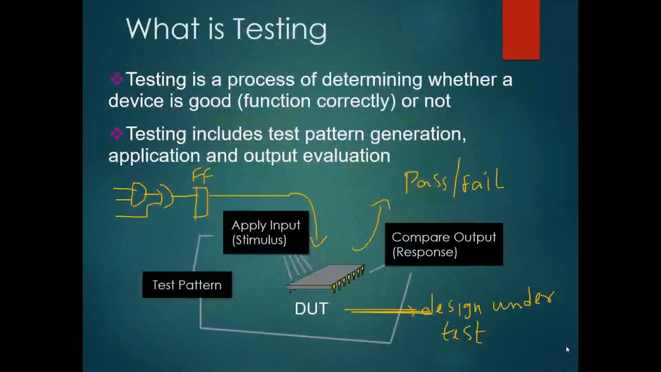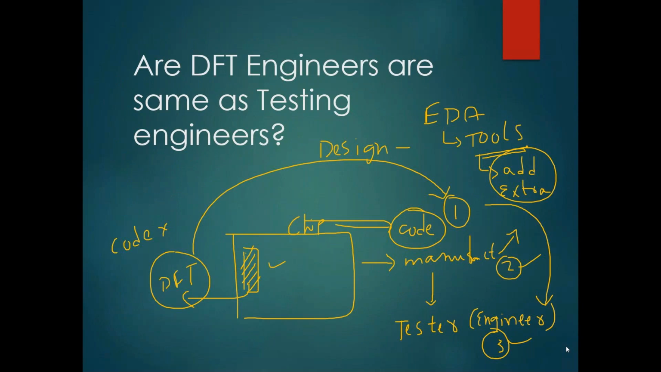So what is meant by testing I have written here. You have a design of an AND gate or an OR gate to a flip-flop, and you apply data onto the chip. DUT stands for design under test. Once the response is compared, we will try to see whether it is passing or failing. So we add the design.